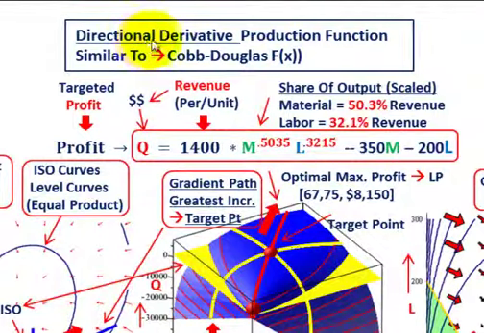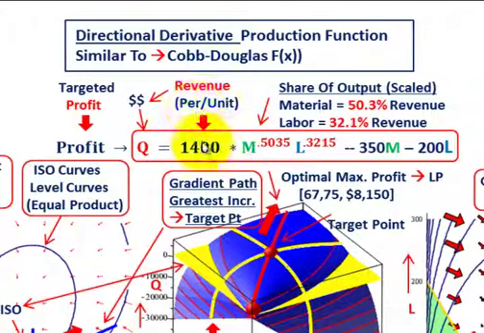What we're going to be going over here is the directional derivative of a production function, and our production function is going to be similar to the Cobb-Douglas production function. Okay, so this is going to be our production function here. We're going to have some Q, that's going to be our output, and it's really going to be some targeted profit that we have. And then that's based on our function here.